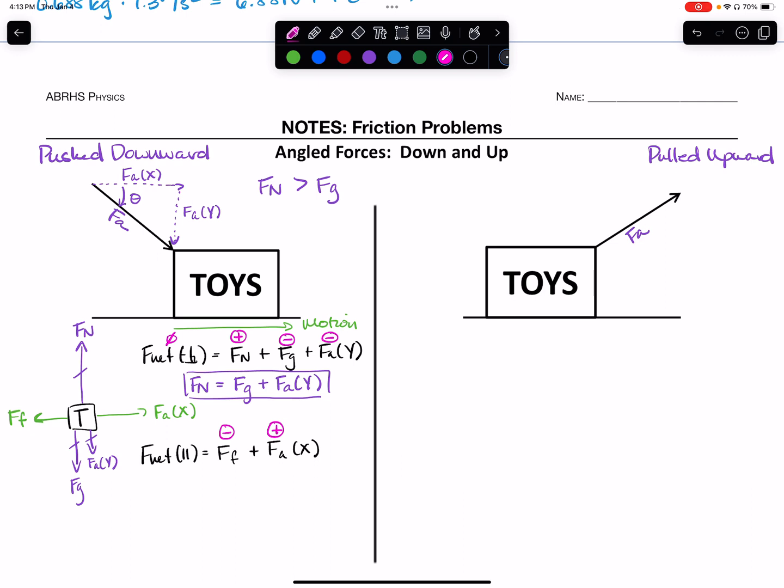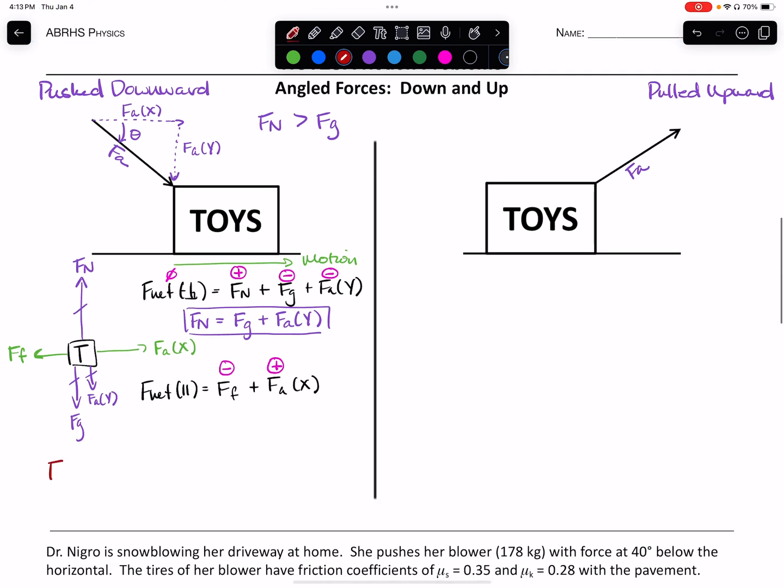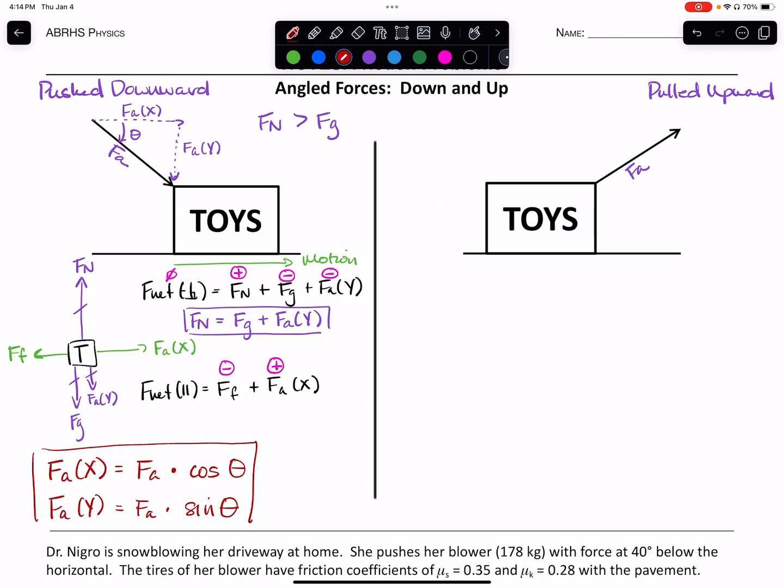Now, when we work these problems, just in general, remember the applied X component is equal to our applied force times the cosine of that angle, and the Y component is equal to the applied force times the sine of that angle. We need to remember those because we're going to need them if we're going to calculate our frictional forces and then our applied forces. Specifically, I know that that frictional force is going to be equal to my coefficient, it depends on whether it's moving or not, times the normal force.